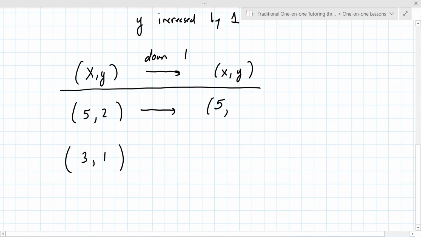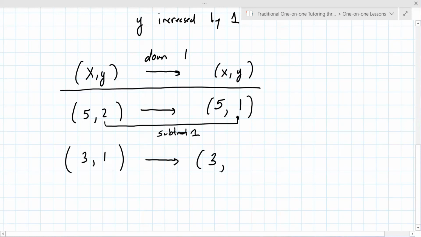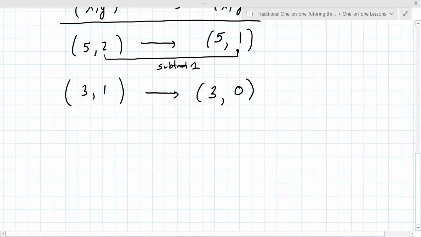So 2 goes down by 1, becomes 1. See how this right here becomes, you subtract 1. 2 subtract 1 is 1. Do you follow that? Okay, now this 3, 1. If we're going down 1, does the X value change? No, the X is the same. But this second number, this Y value, is going to change. What does 1 go down to? Okay, it goes down to 0. Perfect.